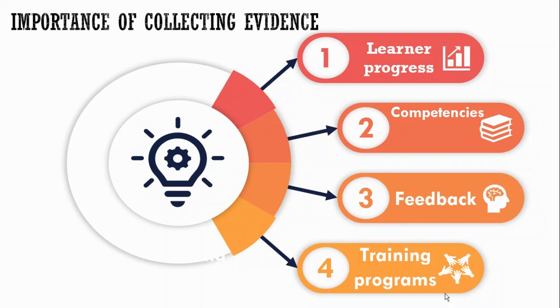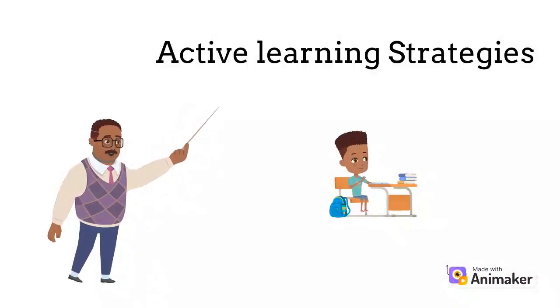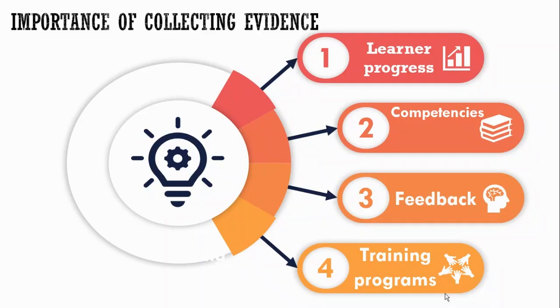The last aspect is to improve the quality of our training programs. When you collect evidence, it can be used to identify areas where training programs can be improved. You can even measure your training methods. So basically, of course, there are many other importance. It's important that in every assessment that we conduct, we need to collect evidence. So we're going to look at evidence in depth as we move on.